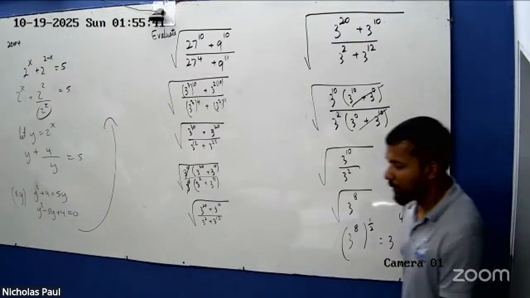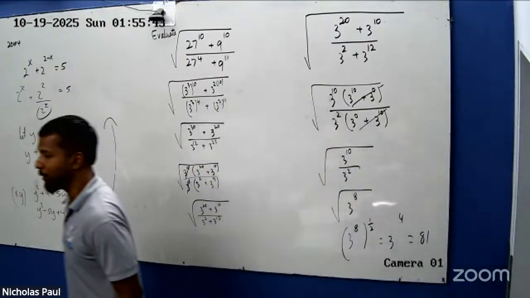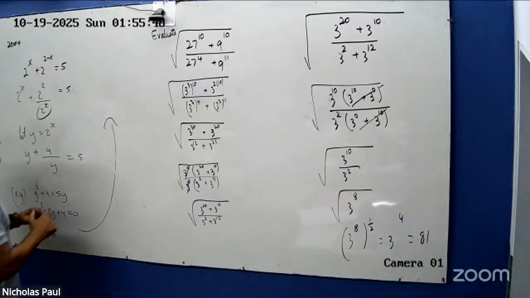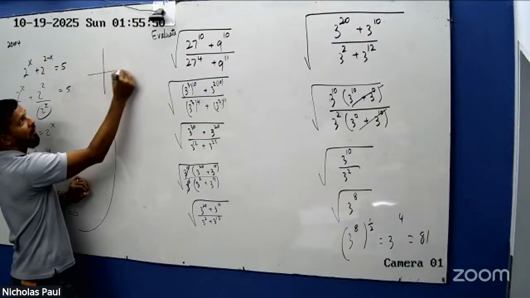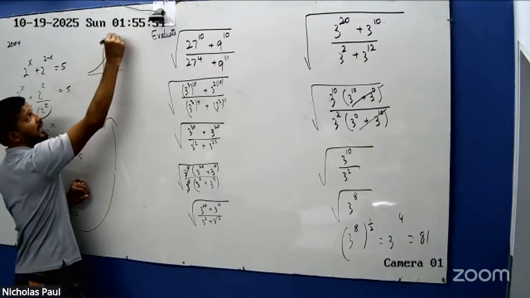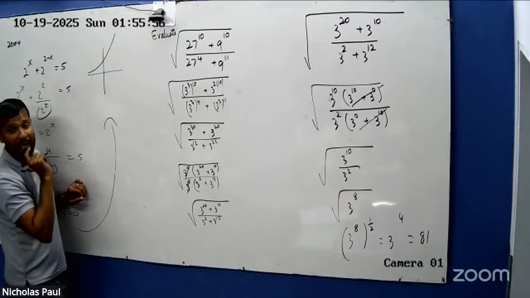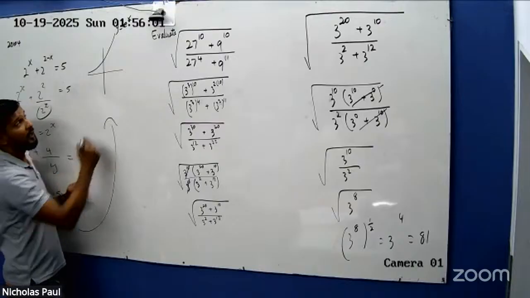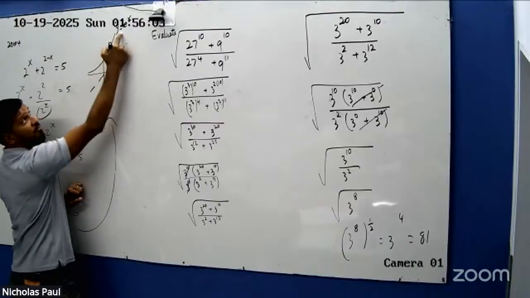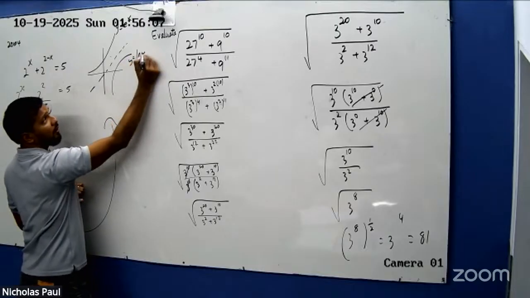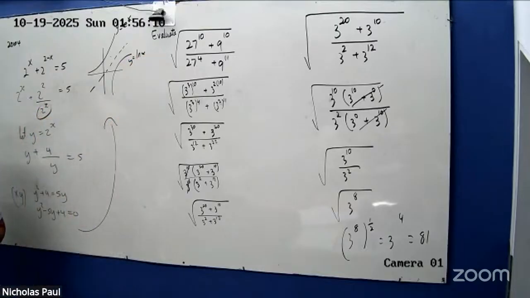So next day we're going to focus on logs, and we're going to take a look at this. Do you all know what the graph for the exponent looks like? The graph for the exponent looks like this. And we are going to focus on y is e to the x, and then we're going to focus on the inverse of this, called ln x. So next day focusing on log and ln.